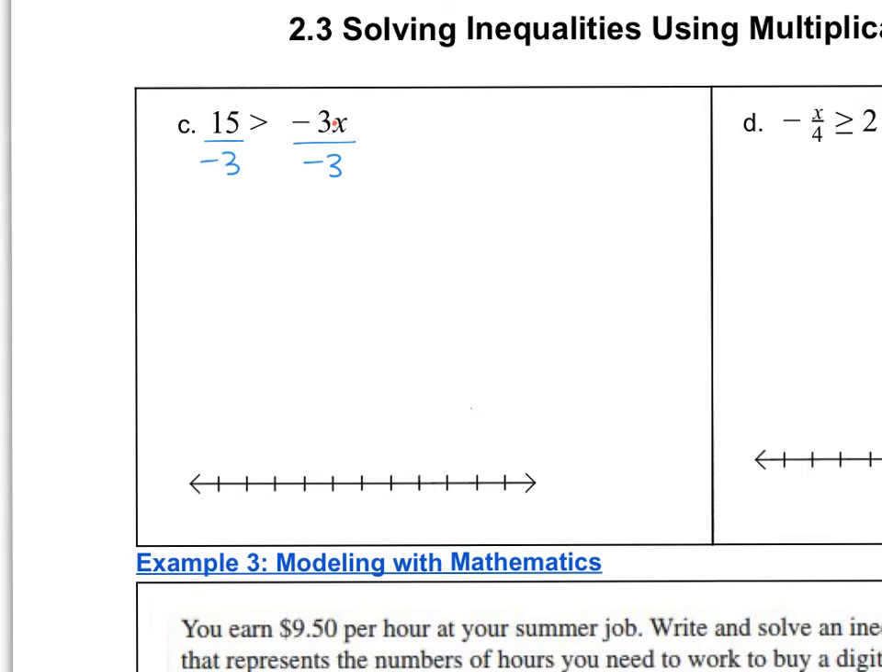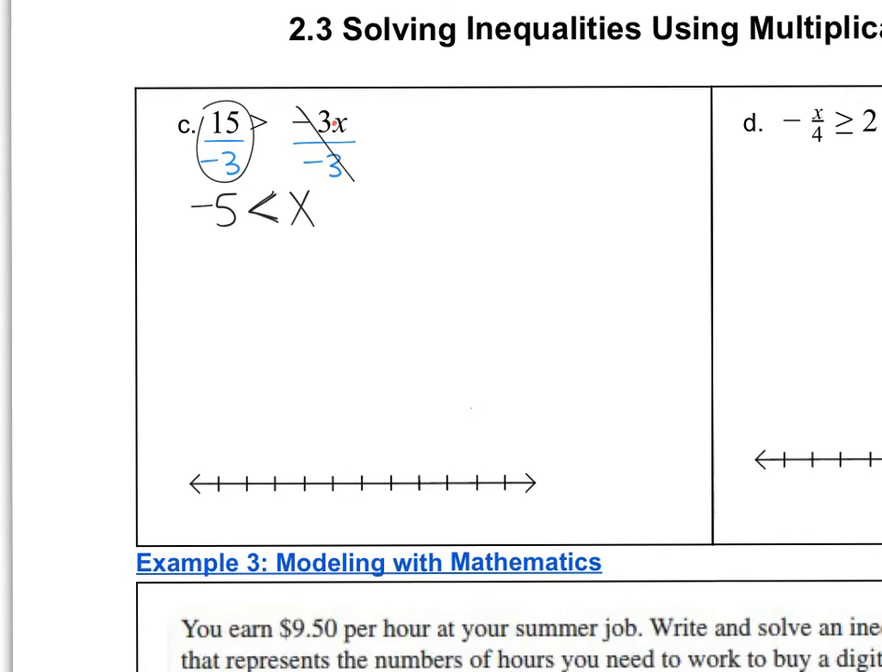Make a quick note in your head. I just divided by a negative. The first thing I'm going to do, so I don't forget, is switch the symbol. Before I do anything else, I'm going to switch the symbol. And now I'll do the rest of the solving. The -3 cancel, and that's just x. 15 divided by -3 is -5.